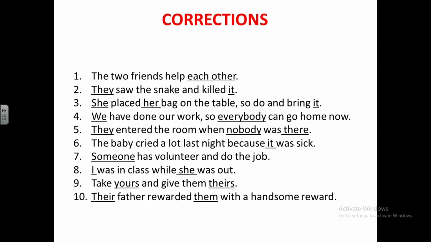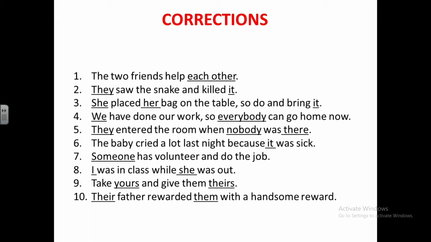Now, let's look at the exercise. Let's do the corrections together. Number 1: The two friends helped each other. The pronoun there is each other. They saw the snake and killed it. What are the pronouns in that sentence? They and it. She placed her bag on the table. Go and bring it. The pronouns here in that sentence are she, her, and it.